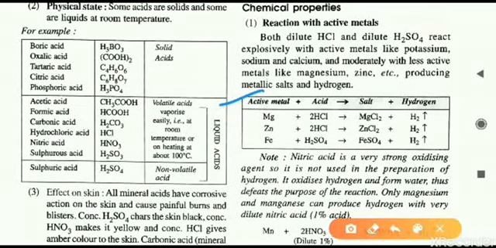So here the general reaction is given. This general equation you learn. Active metal reacts with acid and what we get is salt and hydrogen. Hydrogen will always be produced. So indirectly we can say this reaction is used in the preparation of hydrogen also.